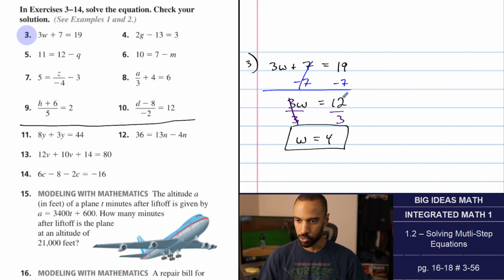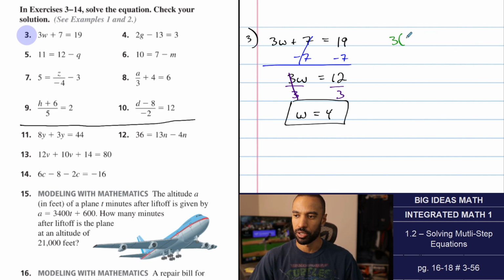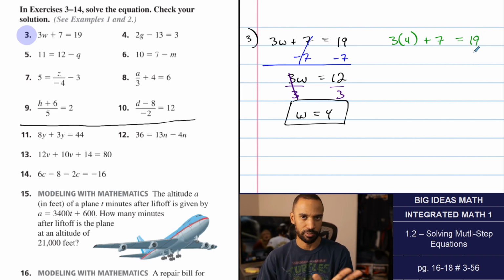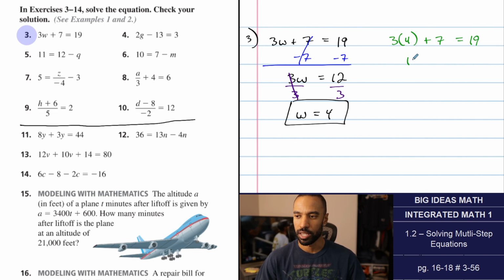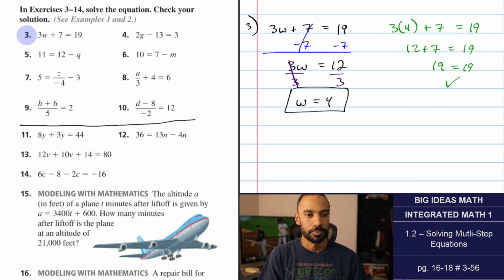They do say check your solution. So we will substitute 4 back into the original equation, 3 times 4 plus 7. Remember, your goal is to basically simplify your sides. 19 is simplified. I'm going to leave that as is. Let's keep working on this. This is 12 plus 7, and 12 plus 7 is 19. So that checks out. I agree with it. I'm good to go.